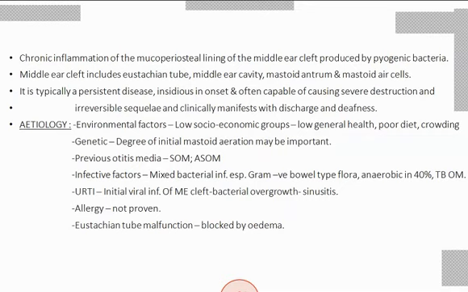Anaerobic bacteria account for more than 40% of the cases. And tuberculosis is a special type of infection which we will consider separately. And recurrent upper respiratory infections.